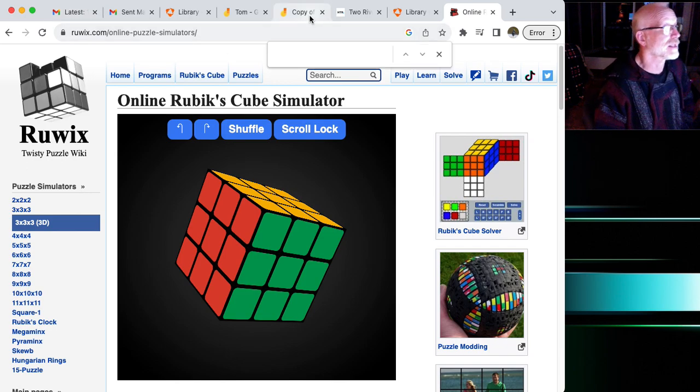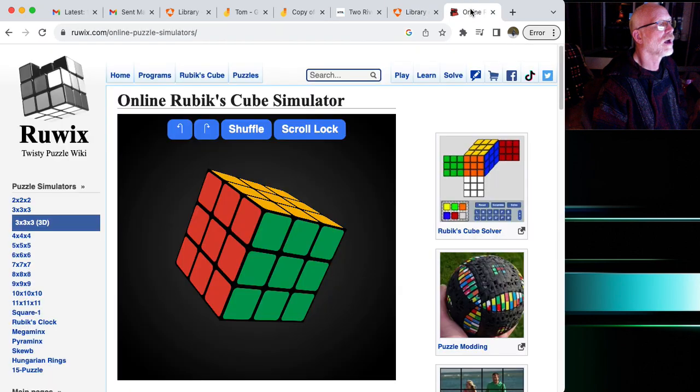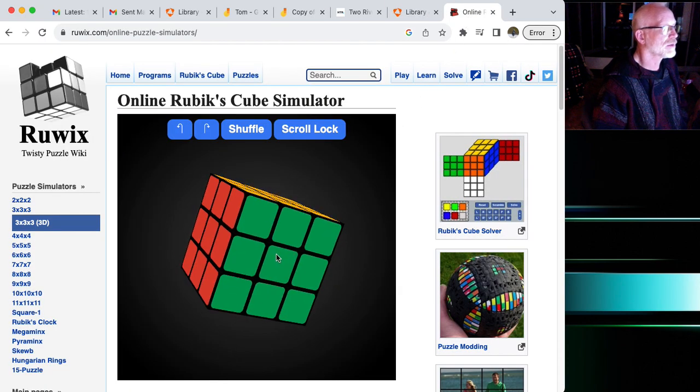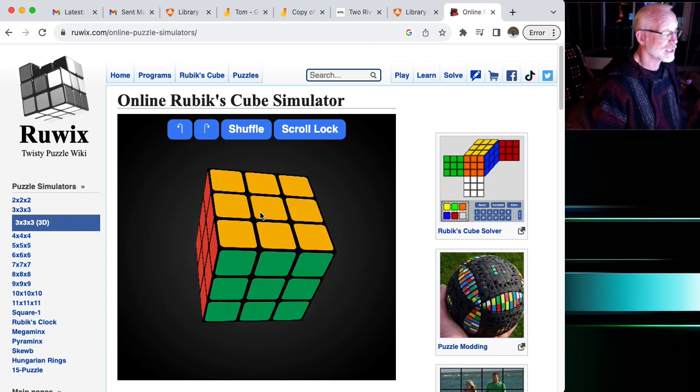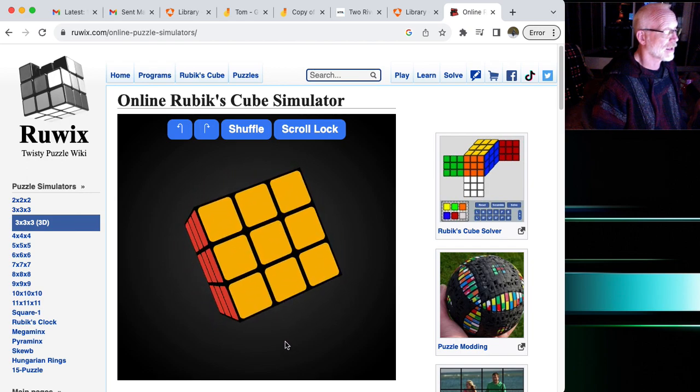Then I will tell the kids, in your minute of thinking time, how many of those cubes are only painted on one side? So I'll look at this. Oh, this one in the middle is only painted on one side. This one is only painted on one side. This one's only painted on one side. I'll have them think about that one.